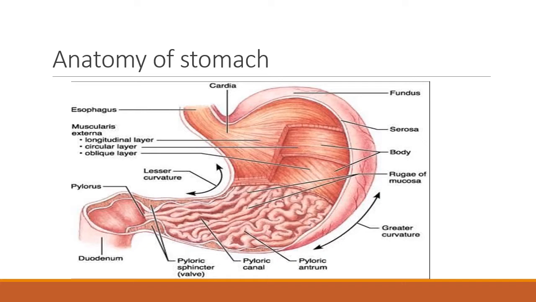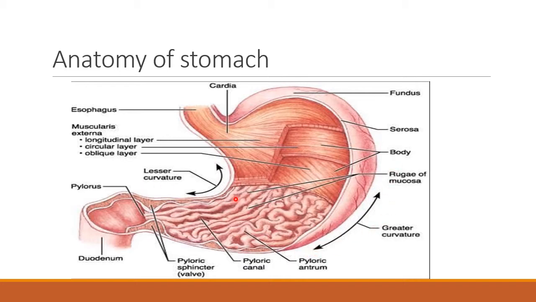So before we discuss our lecture, we'll see some basic things related to the stomach. So this is the anatomy of the stomach. Here the stomach is attached to the esophagus, and the first part is the cardia, then the fundus, the middle part is the body of the stomach, then pyloric antrum, canal and pyloric sphincter, and then it is continuous with the duodenum.